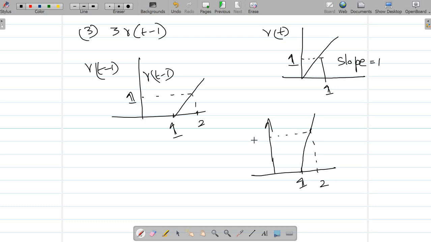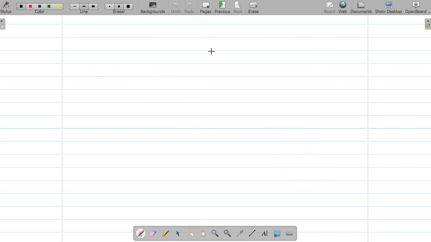So this here it will be 3. Okay. So this signal is 3 times r of t minus 1. Right. And let us take another example. Let us try to derive another signal.